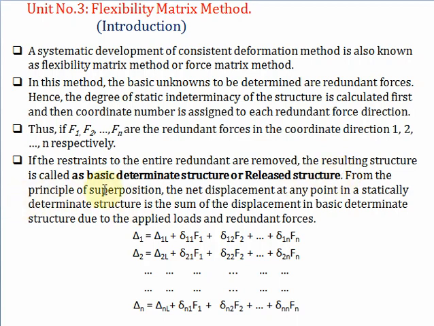From the principle of superposition, the net displacement at any point in a statically determinate structure is the sum of displacements in the basic determinate structure due to the applied load and redundant forces. It is expressed as: delta 1 equal to delta 1L plus delta 11 F1 plus delta 12 F2 plus up to delta 1n Fn.